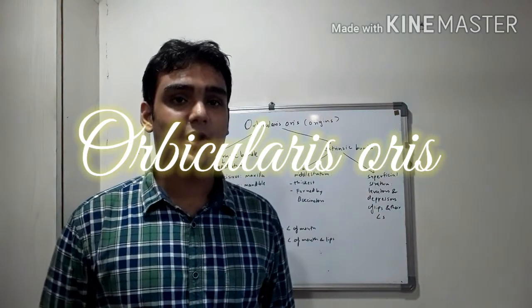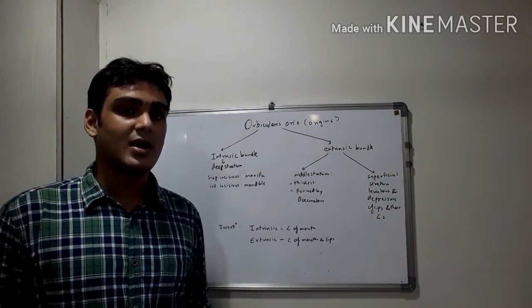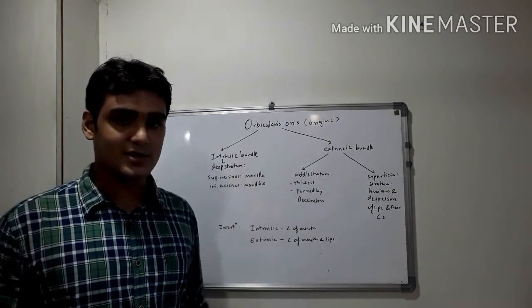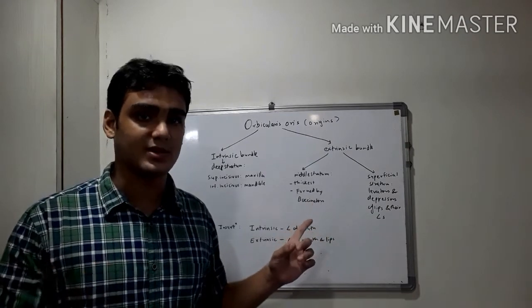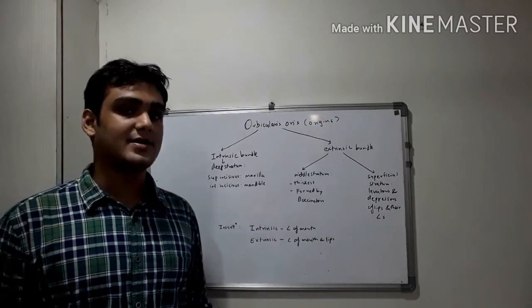So now discussing the orbicularis oris muscle. It has two bundles, an extrinsic bundle and an intrinsic bundle. The intrinsic bundle fibers originate from bone, they have a bony origin, while the extrinsic bundle is derived from other muscles. Also, there are three strata: superficial stratum, middle stratum, and deep stratum.